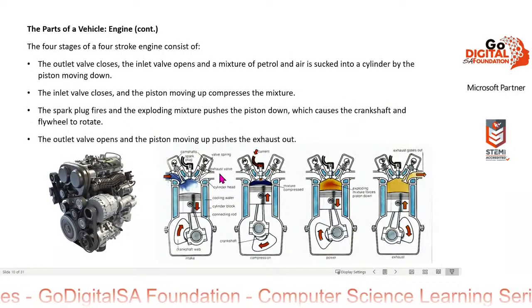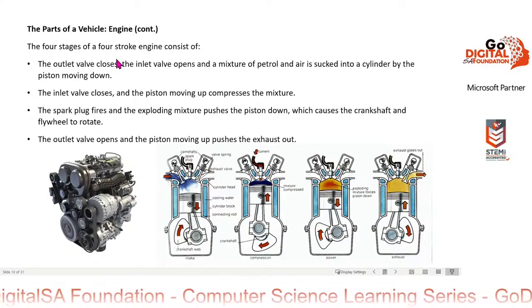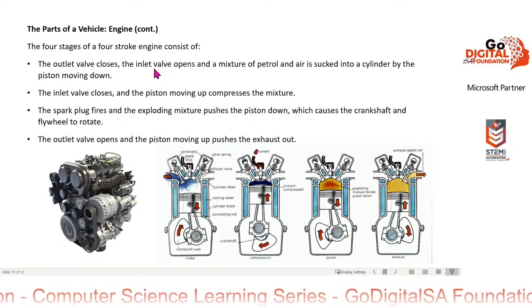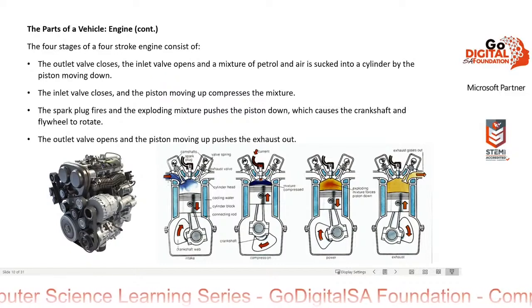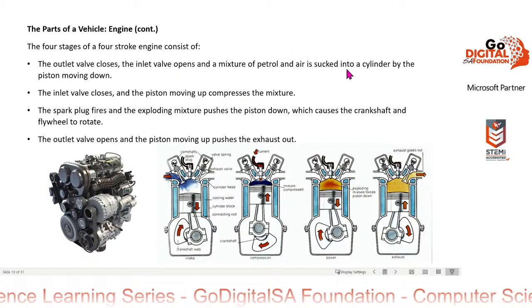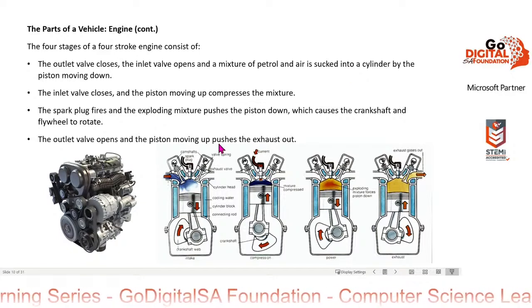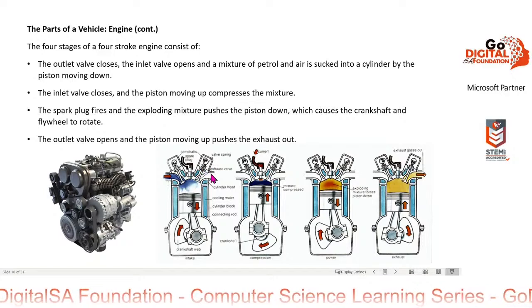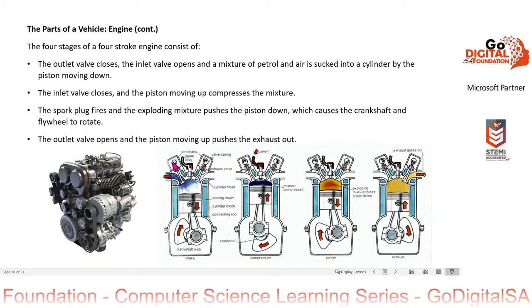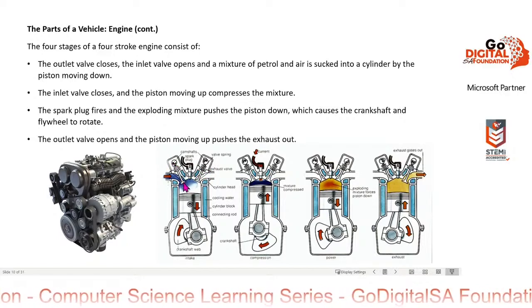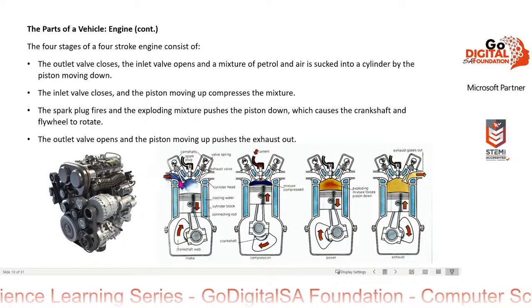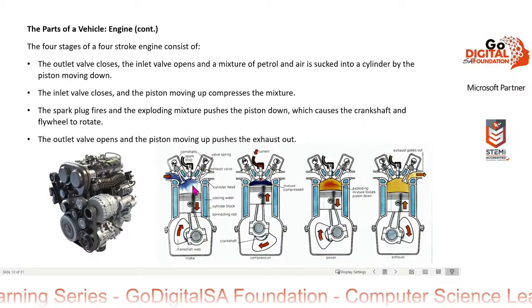The 4 stages of a 4-stroke engine are as follows. The first one: the outlet valve closes, the inlet valve opens, and a mixture of petrol and air is sucked into a cylinder by the piston moving down. Okay, so here you see the outlet valve is closed, the exhaust valve. The inlet valve is open, the piston is moving down, and that sucks a mixture of air and petrol into the cylinder.